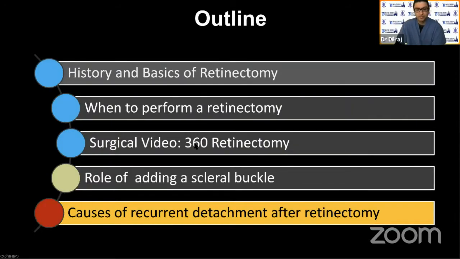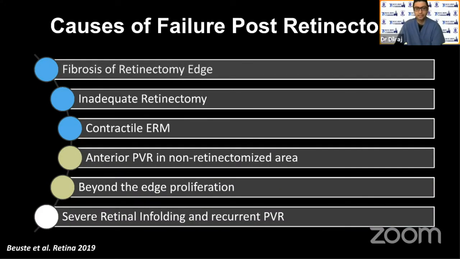Now, despite your best efforts, retinectomy doesn't always work. And it is important to recognize what are some of the causes of a recurrent detachment after a retinectomy. And the main reasons are there can be fibrosis at the edge of the retinectomy. You may have performed an inadequate retinectomy.